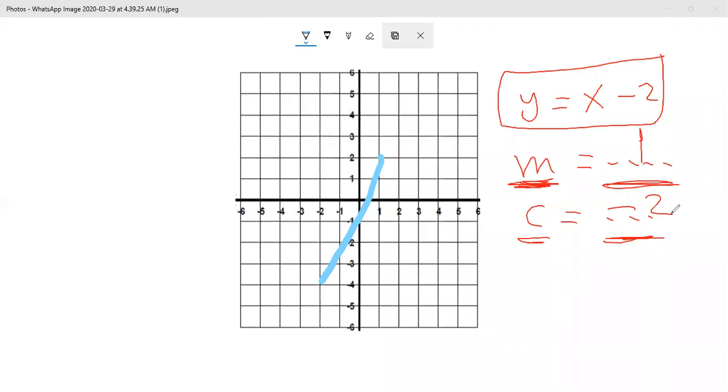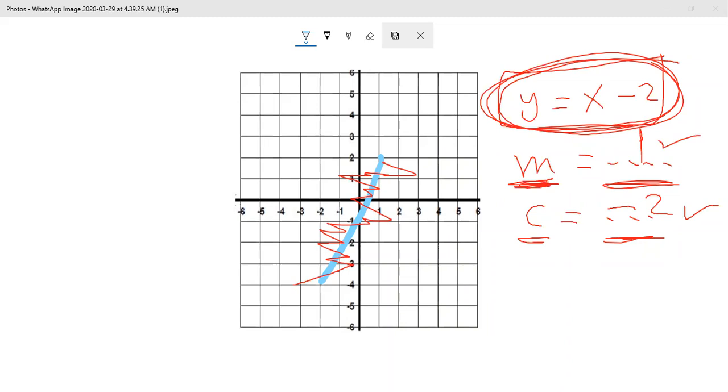Sir, C must be negative 1. Where is C equals negative 1? In this graph. Muhammad, we are talking about the equation y equals x minus 2, not the graph. Forget the graph. M equals 1 and C equals negative 2. Understood? Yes, I understood this.